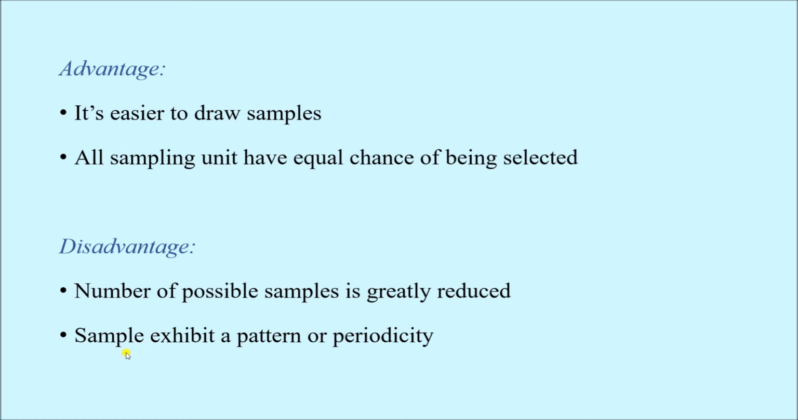Number two disadvantage is that samples exhibit a pattern or periodicity. So once we select our first sample by randomly selecting any number between 1 and k, after that we already know who will be my second sample, third sample, fourth sample, like this, because we know that we have to add the k value to the subsequent sample numbers to get our next samples. So that means it always exhibits a pattern or periodicity. So that is why you can say it is somewhat guessable, or predictable. You can predict who is going to be my next sample. So these are the disadvantages.